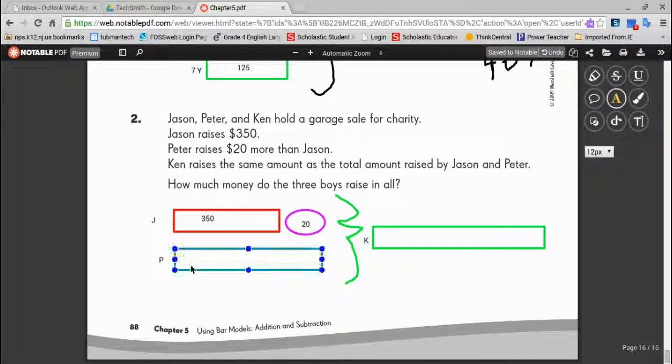But again, I have to combine both Jason and Peter to get Ken. So in order for me to do that, I need to figure out how much Peter raised first. To figure out how much Peter raised, I have these two bar models over here, and I know that if I combine these two bar models, I'll get what Peter has. So first of all, I have to combine these two, which means I need to add. So I'm going to add that really quickly.